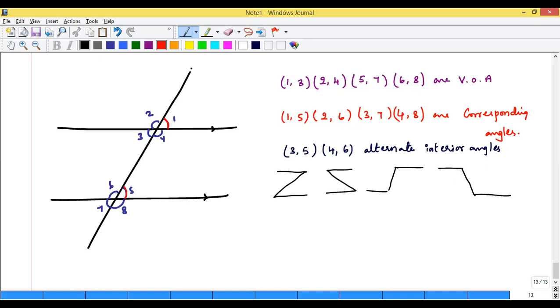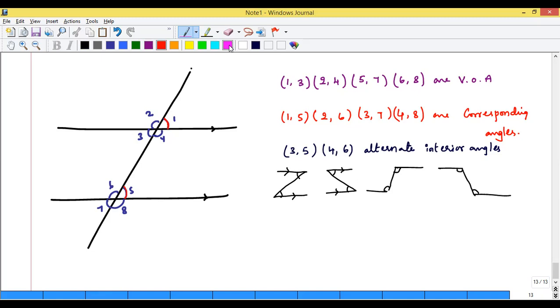This is for acute and the other two are for obtuse. But in all the cases, these two lines are what? Parallel. These arrow marks represent that they are parallel. Understood? So these angles are also equal. Angle 4 equals angle 6. Angle 3 equals angle 5.